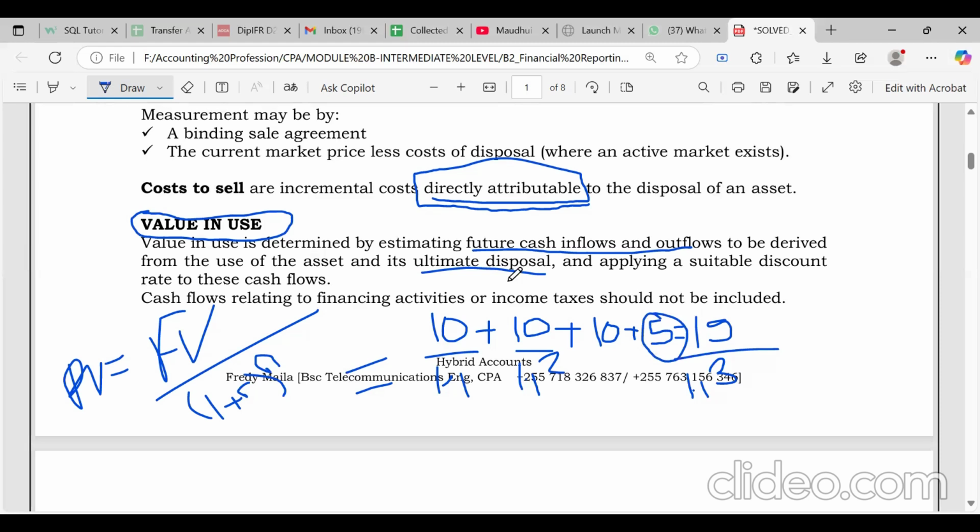And applying the suitable discount rate to this cash flow. What matters now is the cash flows. Look at this now. These are the important points. The cash flows relating to financing activities or income taxes should not be included. It might happen that they provide you with the cash flows after tax. We don't use cash flows after tax. We need to get them before tax. Or they provide you the cash flows relating to financing activities. You ignore those ones. You know why?